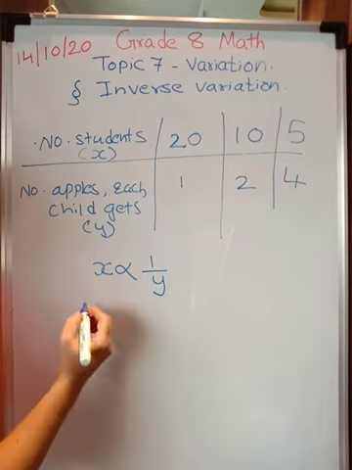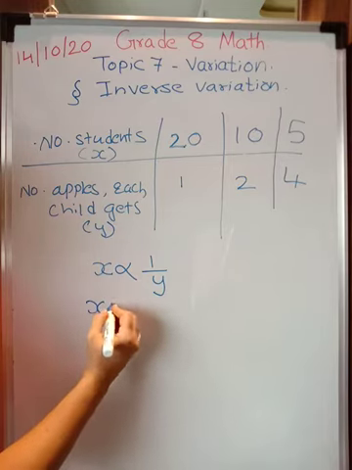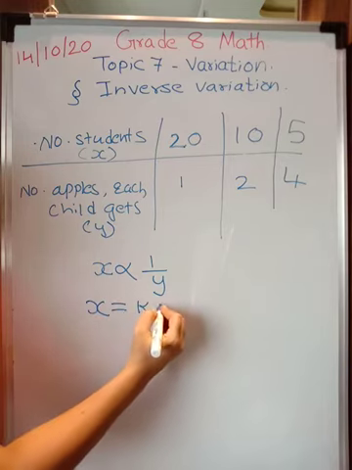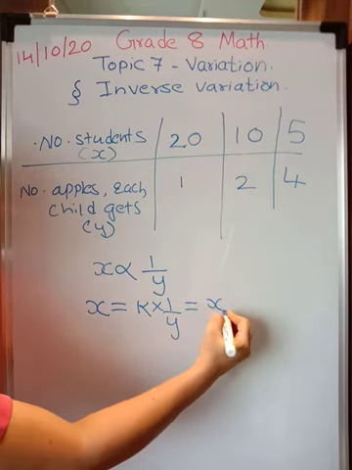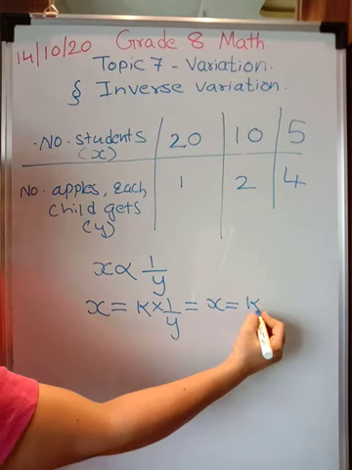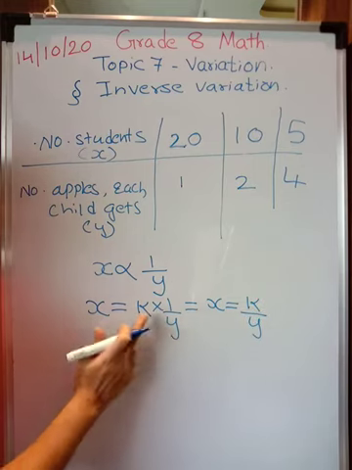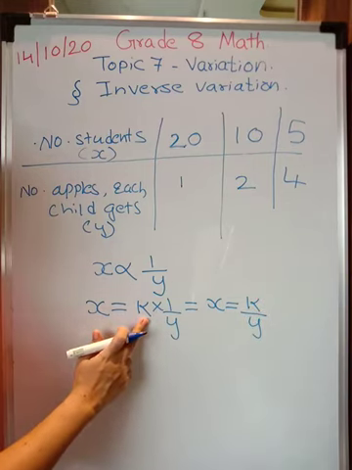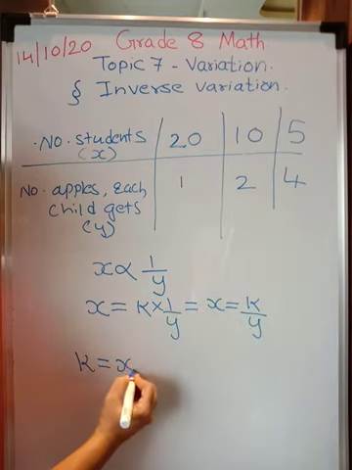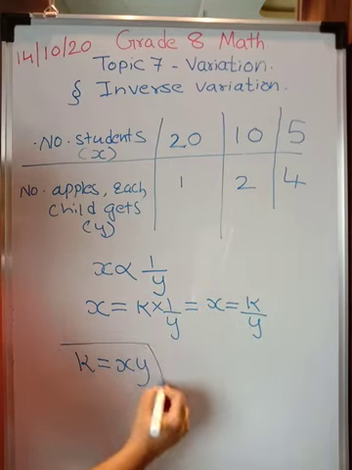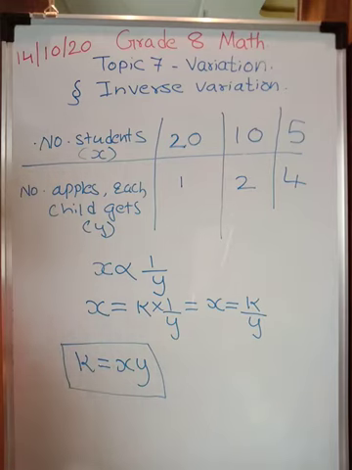Now I want to remove this proportionality sign, so I will put equal to and put a constant k into 1 upon y. This can be written as x is equal to k upon y, where k is the constant of variation. And if I cross multiply this, I get k is equal to x into y. So this is the equation of inverse variation. Are you understanding me?